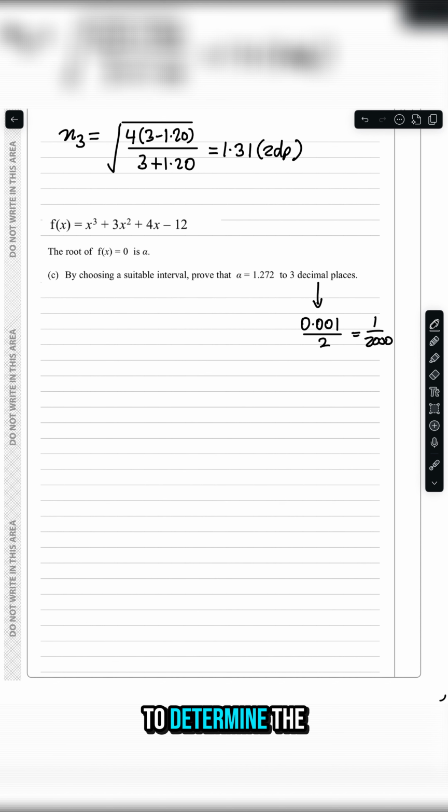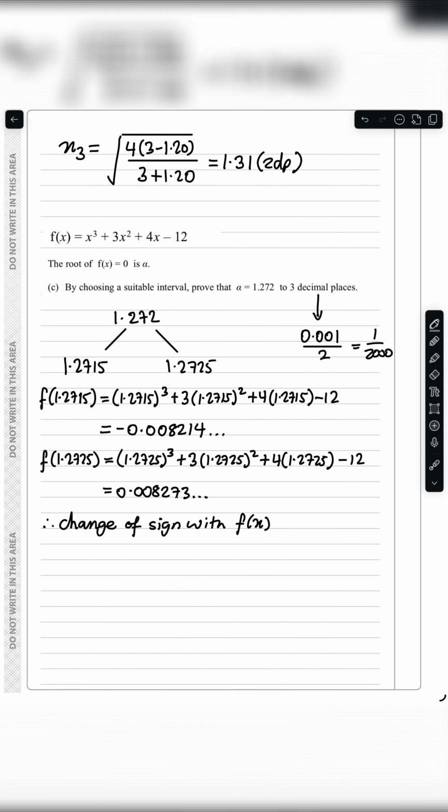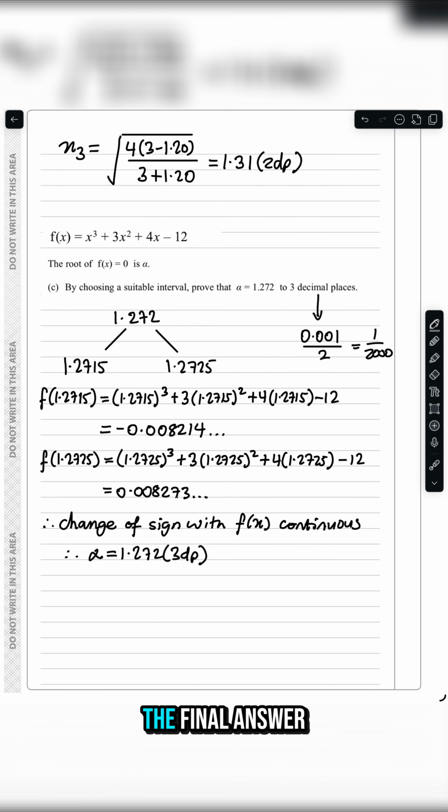In order to determine the upper and lower bounds, we need to add and subtract this value to alpha and substitute our upper and lower bounds back into our function of x to show that there is a change of sign. Given that there is a change of sign with this function of x, we can state that the function is continuous and alpha equals 1.272 to 3 decimal places. And that is the final answer.